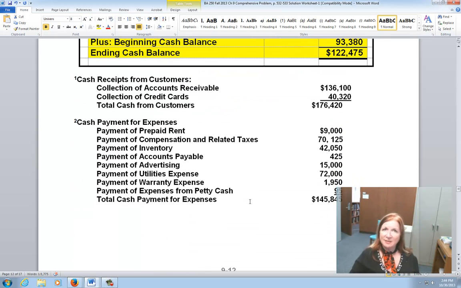So this is our first in-depth work with the statement of cash flows. We'll do this again next week. You'll have to do this on your own, but I wanted to demonstrate to you one time at least the detail behind this, so you could see someone do it rather than have to search it out all by yourself.